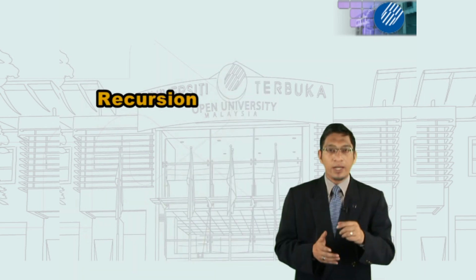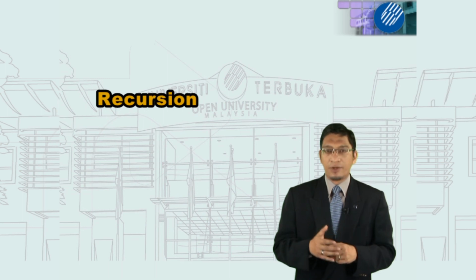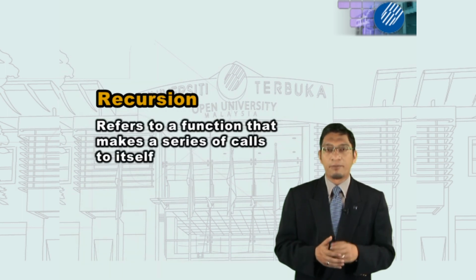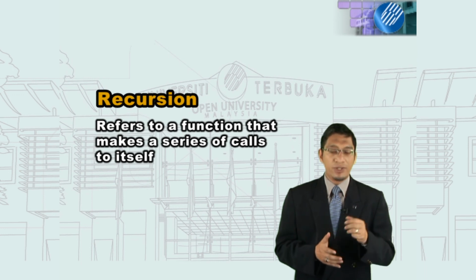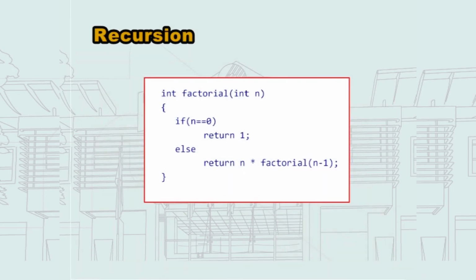Now we move to the last topic, recursion. What is recursion? Recursion refers to a function that makes a series of calls to itself. Take a look at the following partial codes. Notice that the function factorial is called itself until the value of n is equal to 0. Take a piece of paper and draw a tracing process for recursion so that you can understand more about it.